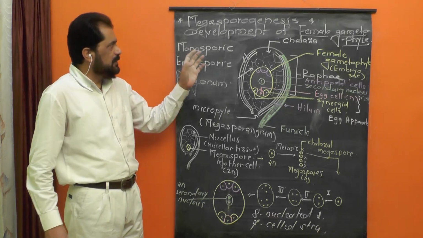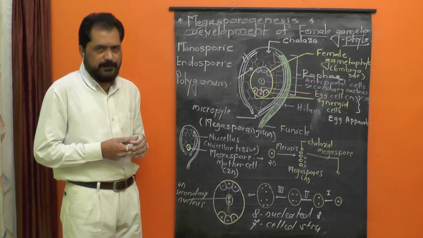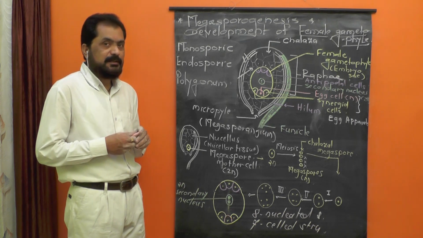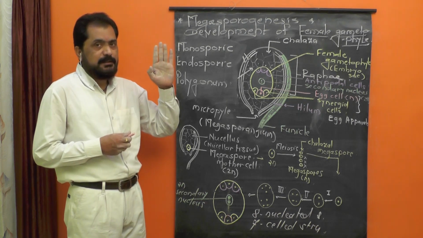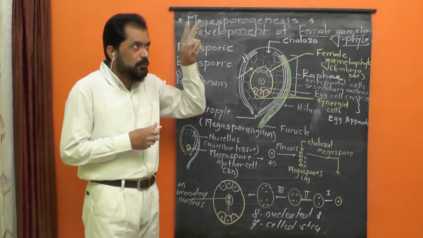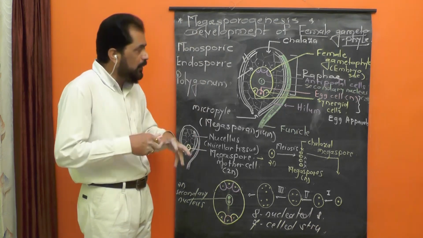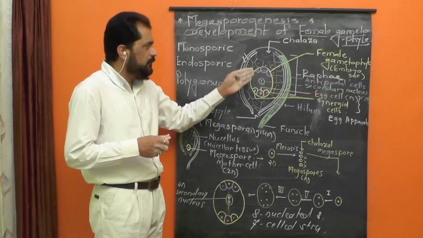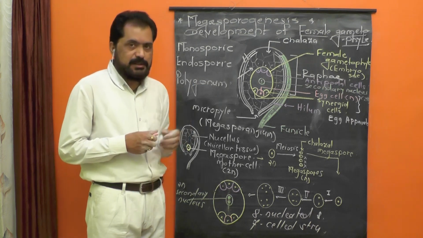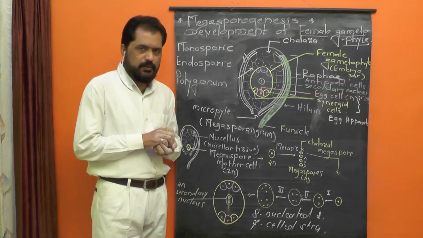That's all about this topic, megasporogenesis and development of the female gametophyte. You have to remember, the pollen grain has already been converted into the male gametophyte. In our last lecture we saw the formation of the pollen tube carrying two male gametes towards the ovary and ovule, and here in the ovary is the ovule with the female gametophyte and female gamete. So the next topic is pollination, that we shall study in our next lecture. Thank you, all the best.